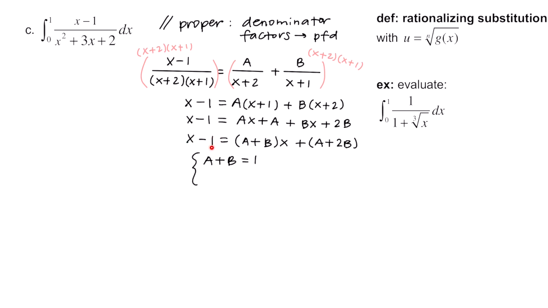Next, we have a constant of negative 1, and we're going to set negative 1 equal to the constant over here, which is A plus 2B. So now we have a system of two equations with two variables.